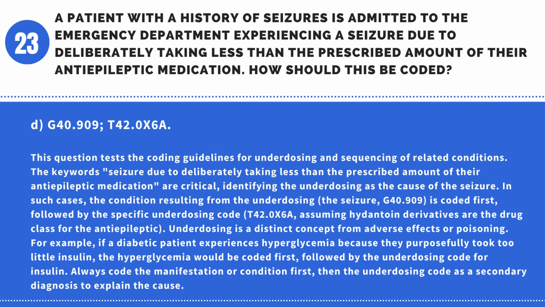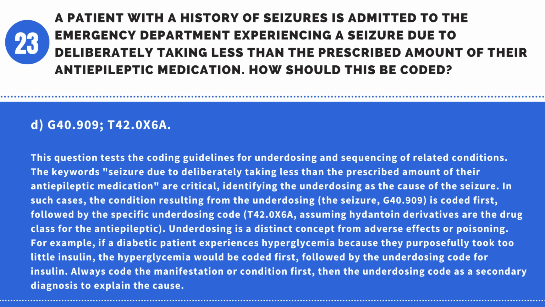Answer D. G40.909, T42.0X6A. This question tests the coding guidelines for underdosing and sequencing of related conditions. The keywords seizure due to deliberately taking less than the prescribed amount of their anti-epileptic medication are critical, identifying the underdosing as the cause of the seizure.